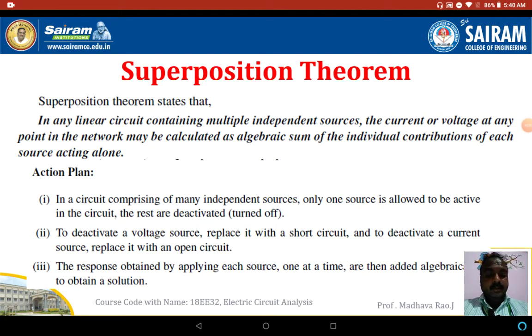Hi everyone, in this video we will discuss the superposition theorem. In previous videos we have discussed Thevenin's theorem and Norton's theorem. Here we are going to discuss the superposition theorem. First we will see the statement of the superposition theorem, then we will see the explanation of the superposition theorem.